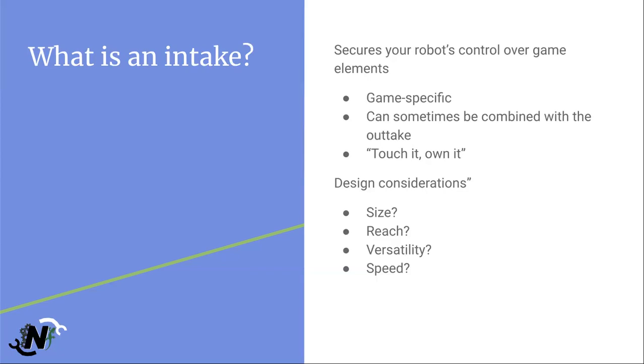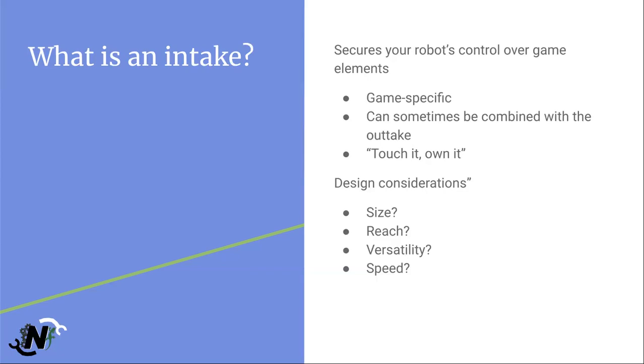For design considerations, you want to consider size, how large is it in your robot, as well as compared to the element that you want to take in. Reach, how wide of an area do you have to take in, and how easy it is to take in from the area. For example, if you have a huge sweeping intake, that has huge reach, and it would be fairly easy to control to get something within the area to control it.